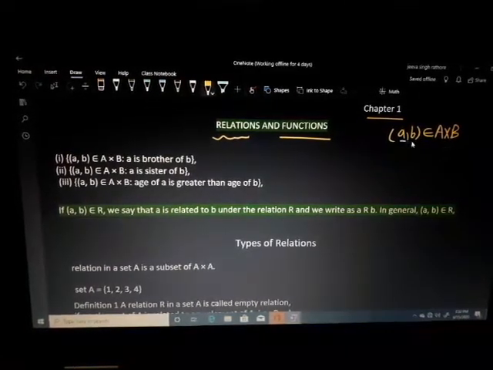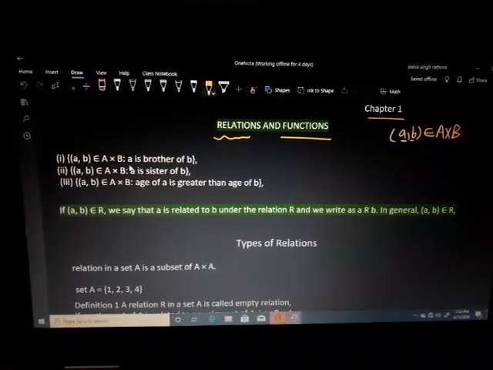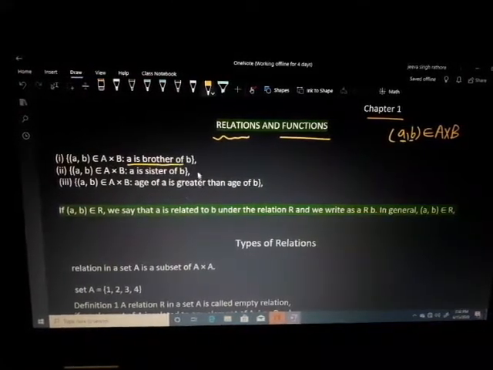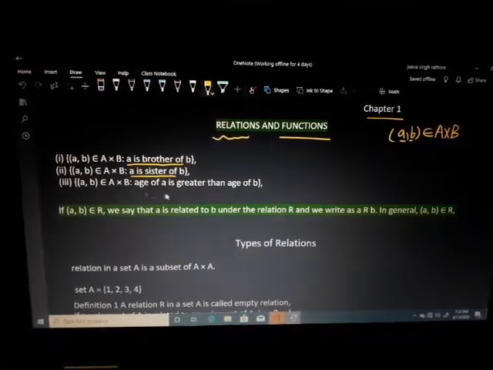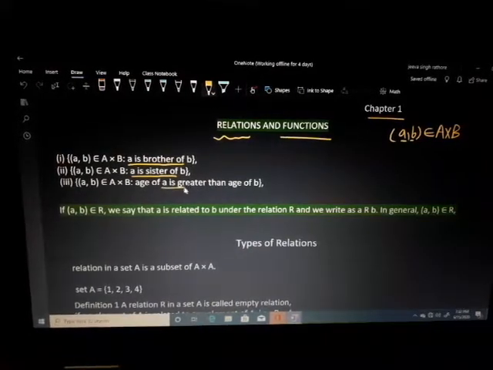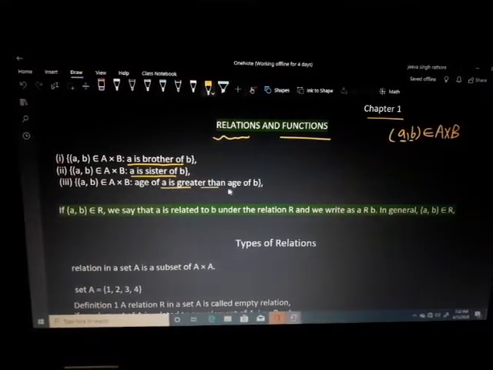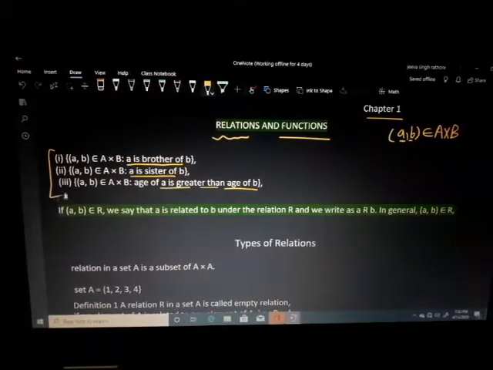What is the relation between A and B is given here. A comma B belongs to A cross B, where A is the brother of B. This is the relation. Another example, A comma B belongs to A cross B, where A is the sister of B. Another relation, A comma B belongs to A cross B, where the age of A is greater than the age of B. These are all relations.